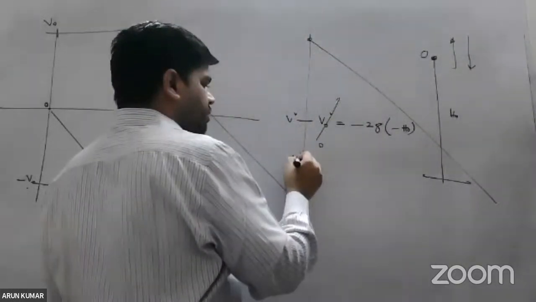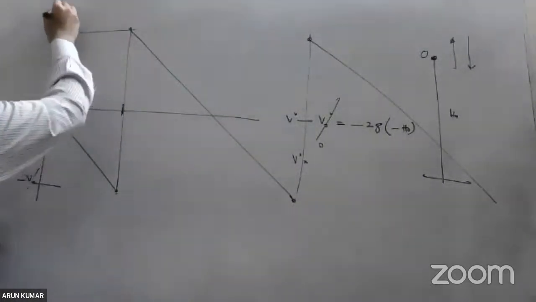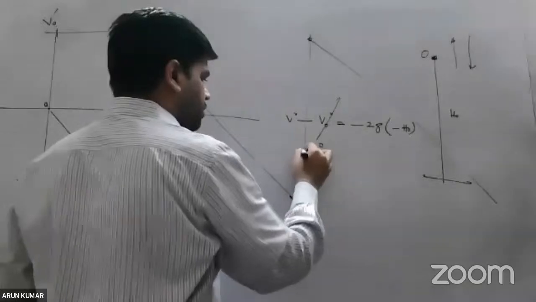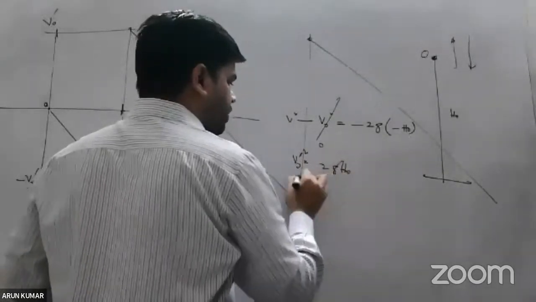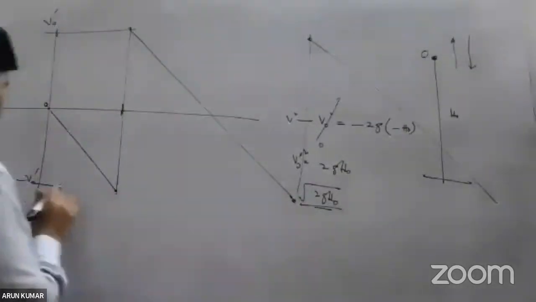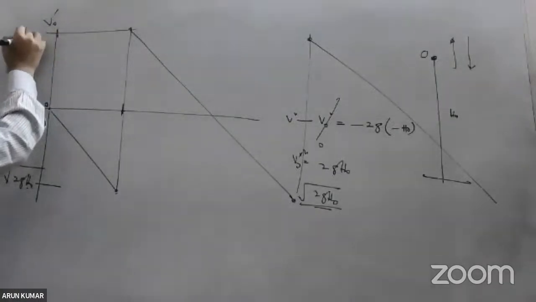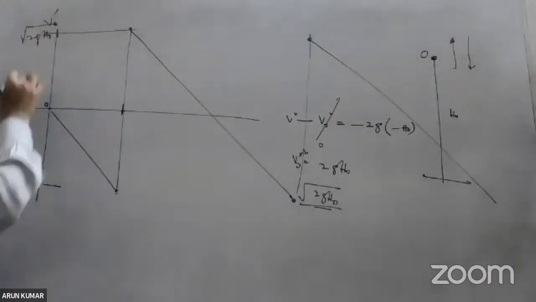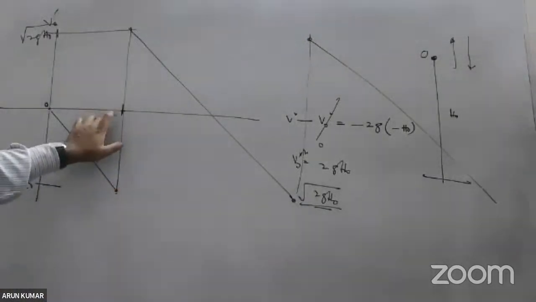V naught prime square is equal to 2g h naught. So root 2gh is my V naught prime. So over here I'll have root 2gh minus root 2gh naught. Here it is root 2gh naught. So partially the graph is complete, but I want this coordinate as well.